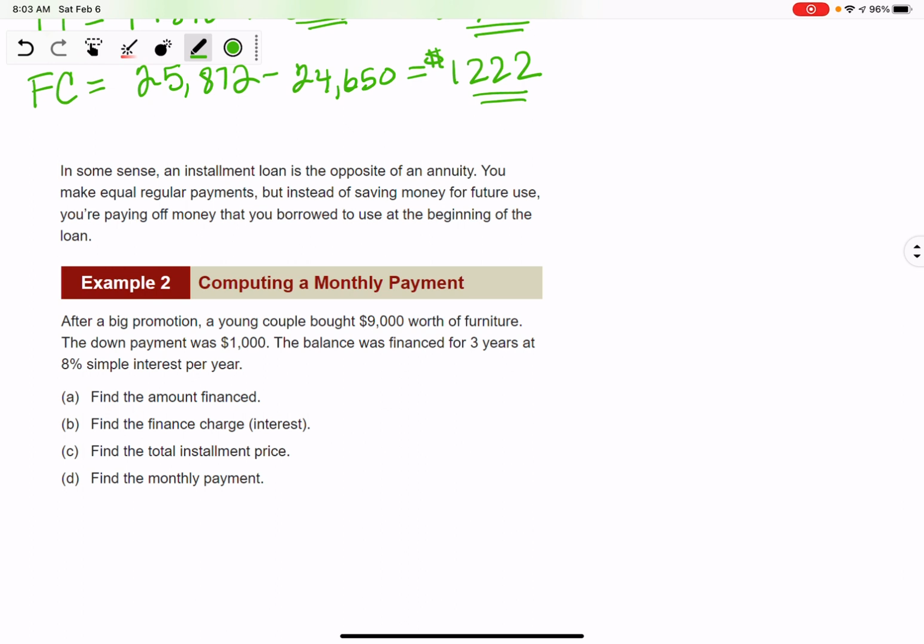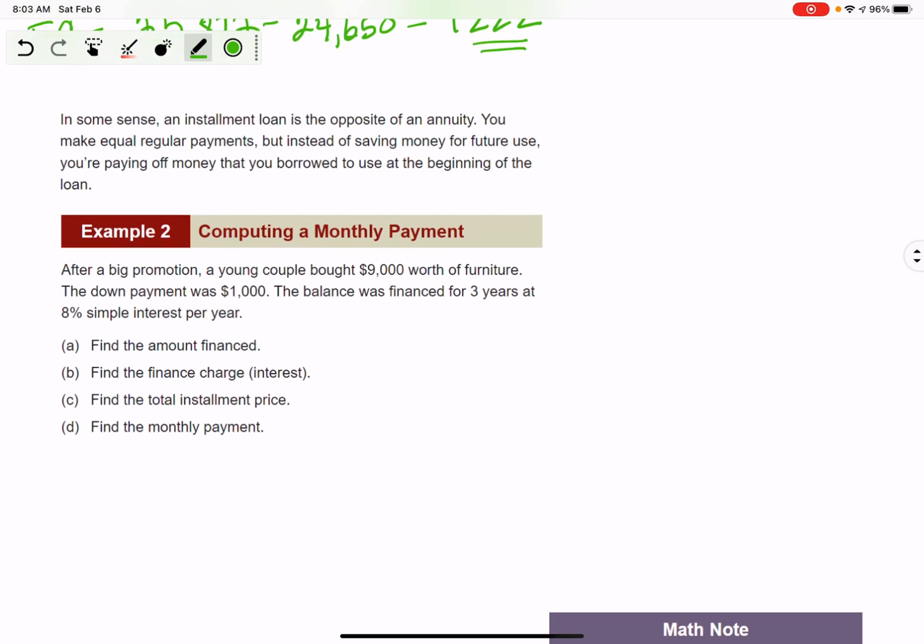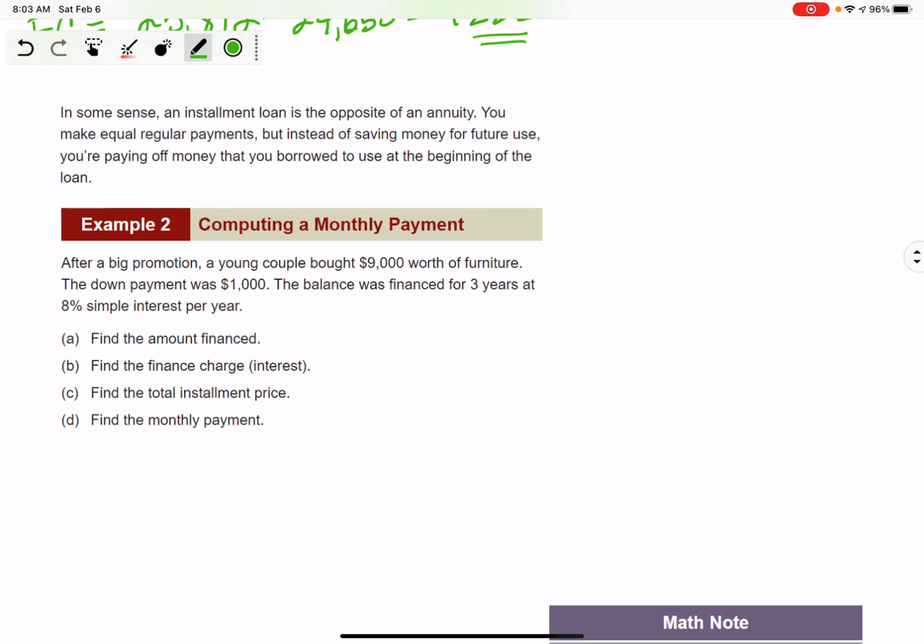You make equal regular payments, but instead of saving money for the future, you're paying off money that you borrowed at the beginning of the loan. So after a big promotion, let's talk about computing a monthly payment. After a big promotion, a young couple bought $9,000 worth of furniture. The down payment was $1,000. The balance was financed for 3 years at 8% simple interest.